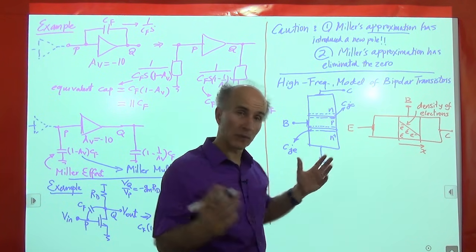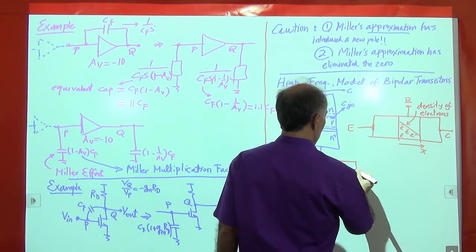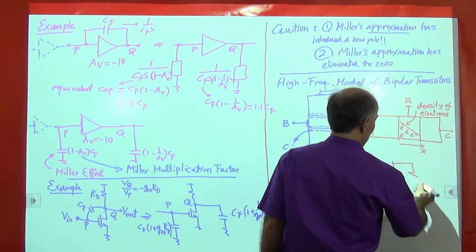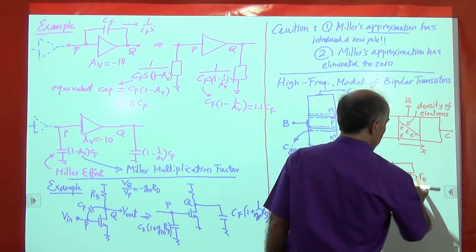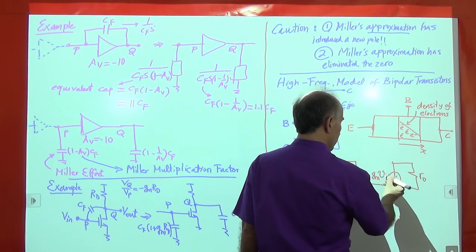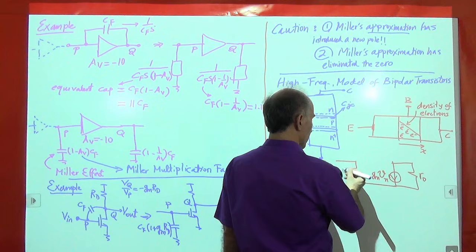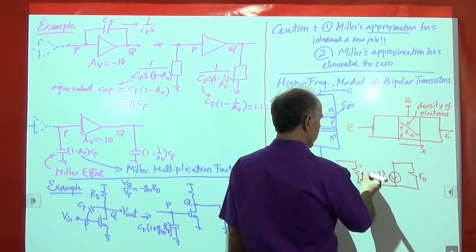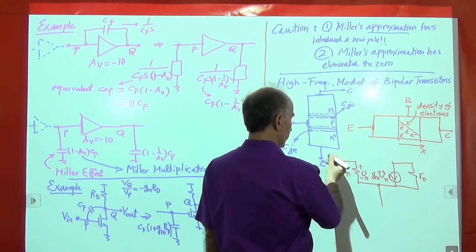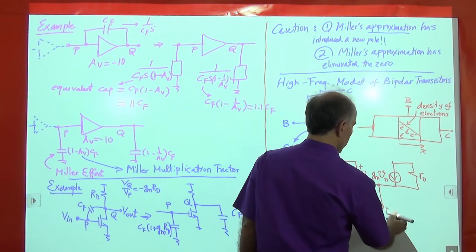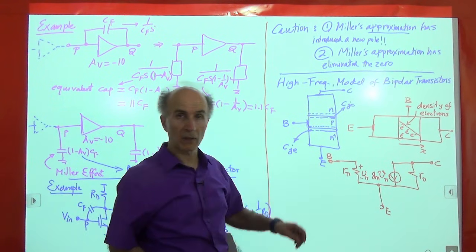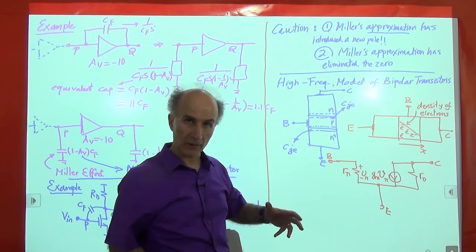So here comes the overall model. We start with the low frequency model that we developed in Electronics 1. If you want to include the Early effect, that's okay, we use that. So this is gm v pi, this is r pi, and the voltage across this is v pi. We have the base, the emitter, and the collector. Let's drop in all the capacitors that we have identified so far.